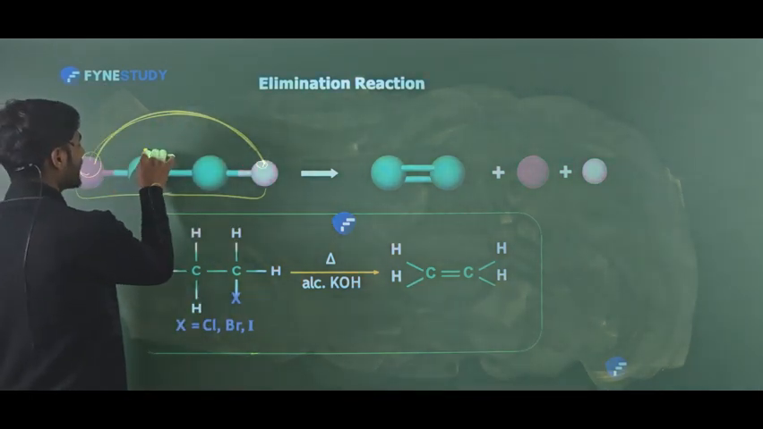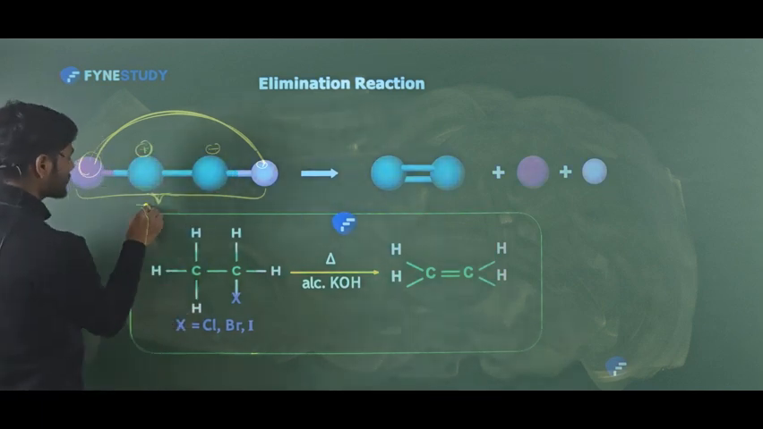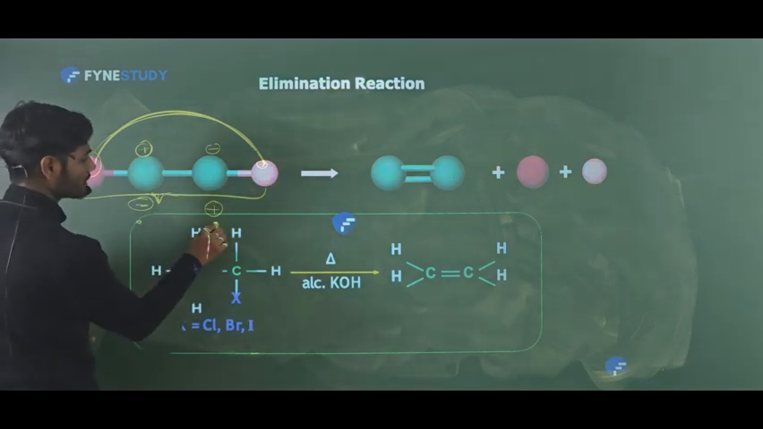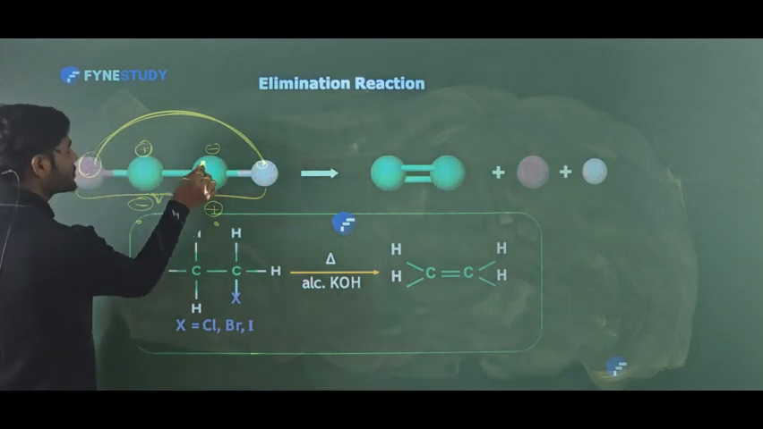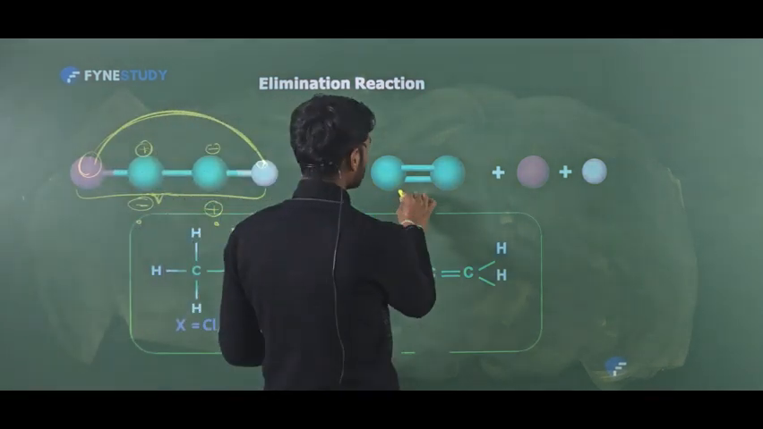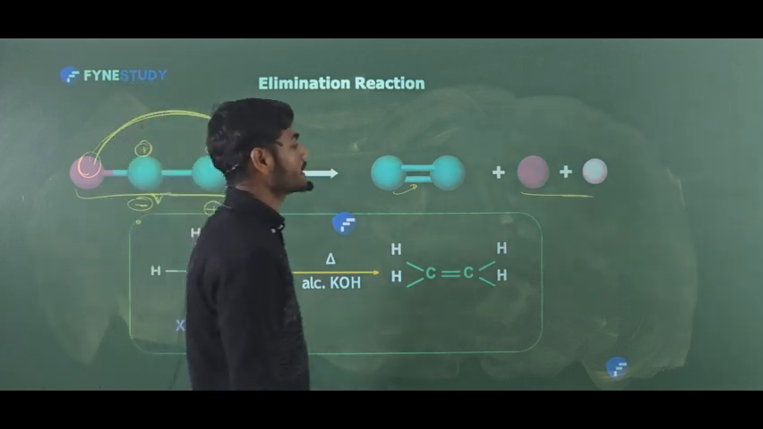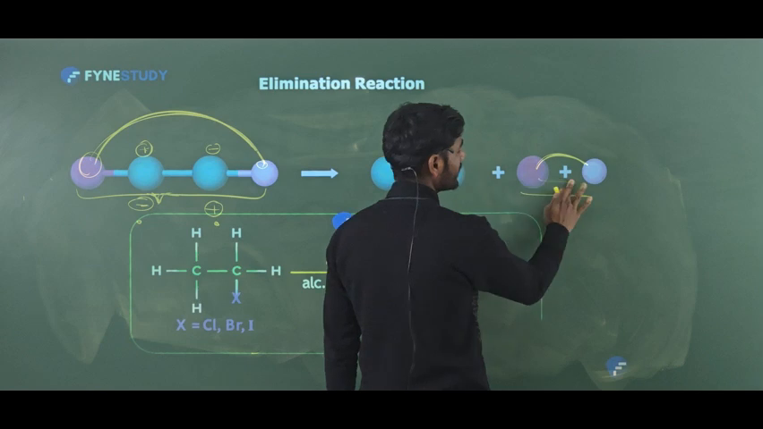So it will have either positive or negative, or this one will have negative or positive, or you can say both will have free radical. So in all three conditions, they will approach each other and form another bond, which is a pi bond. So the compound will be like this, and these two will leave. They can form another bond with each other, or they can leave individually.